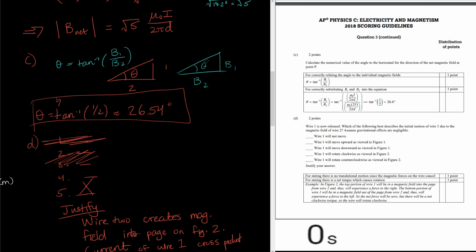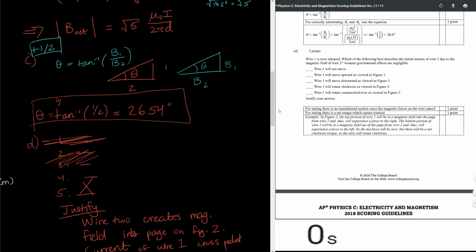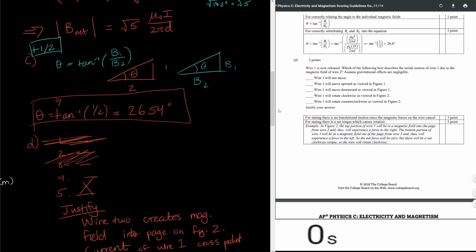For substituting B1 and B2 into the equation to get the arctan of 1/2 being 26.6. Wait, 26.6 degrees? Or whatever, it's close enough. Unfortunately, I'm only going to give myself 1 point there. I don't think I was clear enough why it was the arctangent of 1/2. Okay.